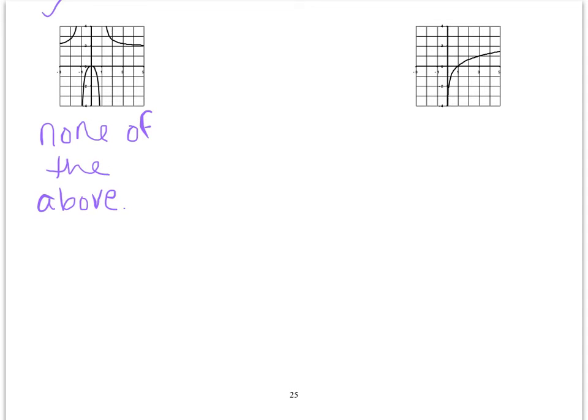Okay, now this last one, maybe if I make a table of values, we might be able to recognize what function this is. So when x is 1, y is 0. And when x is 3, y is 1.